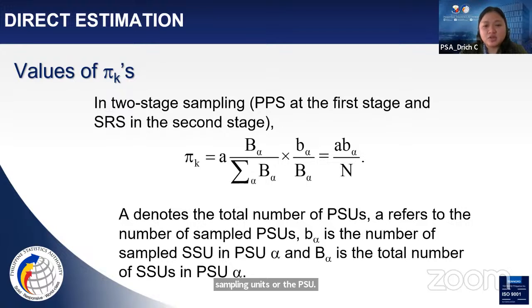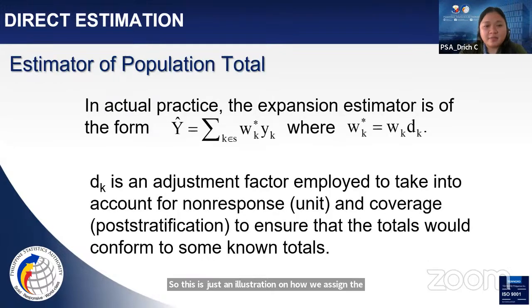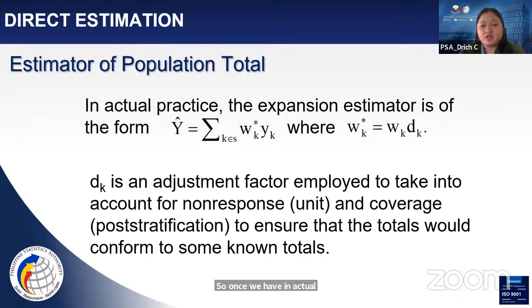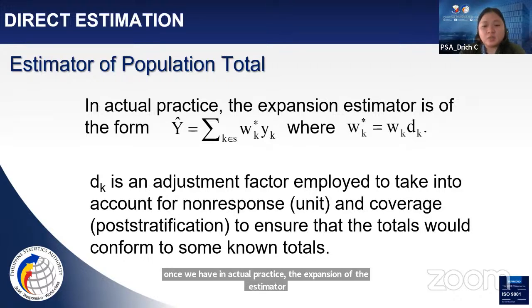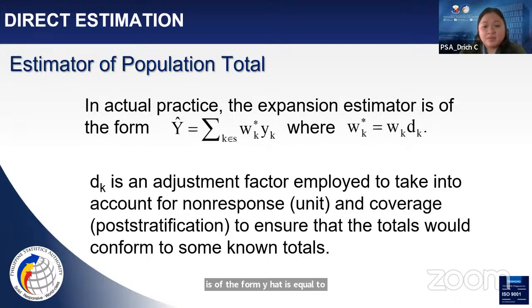So this is just an illustration of how we assign the weights depending on the survey design. So in actual practice, the expansion estimator is of the form y hat is equal to the summation of w sub k star multiplied by y sub k, where w sub k star is just w sub k multiplied by d sub k, wherein d sub k is an adjustment factor employed to take into account non-response and coverage, such as post-stratification, to ensure that the totals conform to some known totals or the population projection.